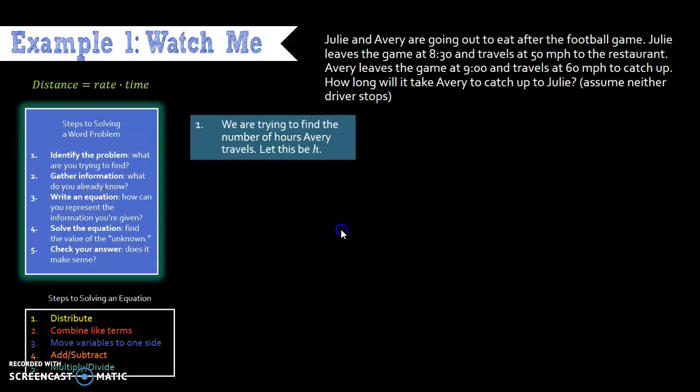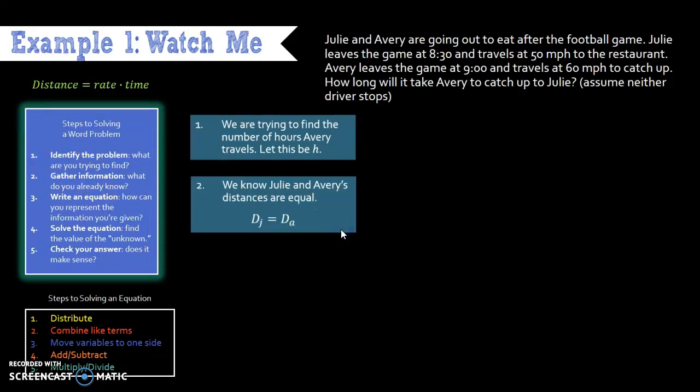Next, we're going to gather our information. So step 2, here's what we know. We know that Julie and Avery's distances are equal. They both left the football game and went to the restaurant. We're assuming that they went the same route and neither one of them stopped. So the distance that they travel is equal. So we can say the distance that Julie traveled is equal to the distance that Avery traveled.